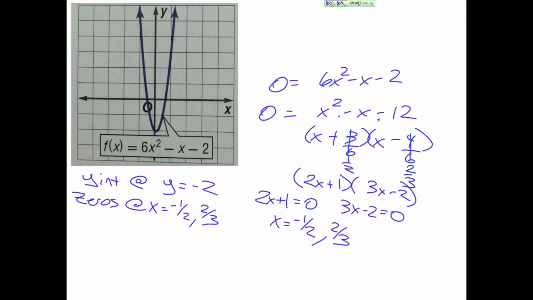So, Christian, what do I do to find y-intercepts? Plug in 0 for the x value. Plug in 0 for x. If I want to find zeros, Kendrick, what do I do to find zeros? Set the function equal to 0. Set the function equal to 0 and solve. Excellent. All right, now we're on to symmetry.